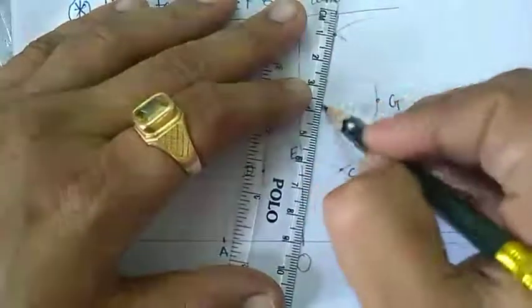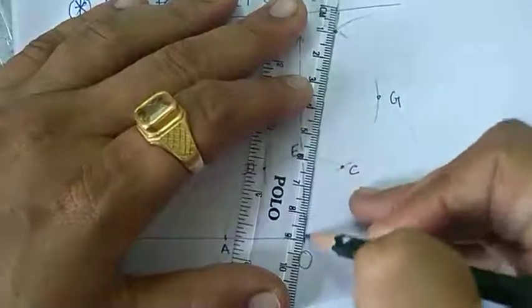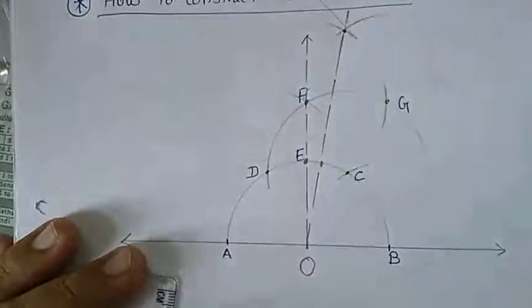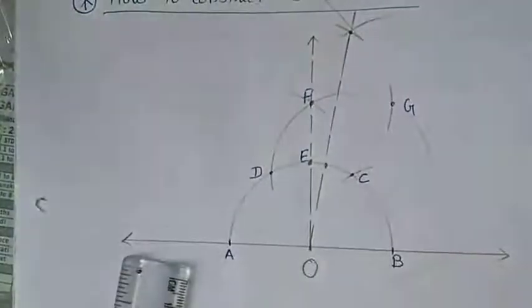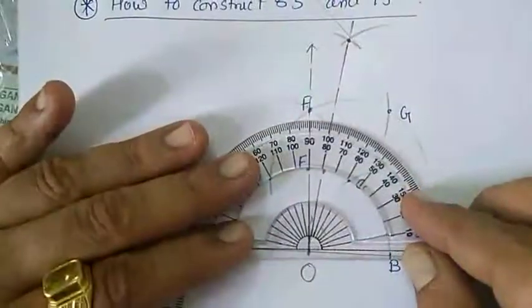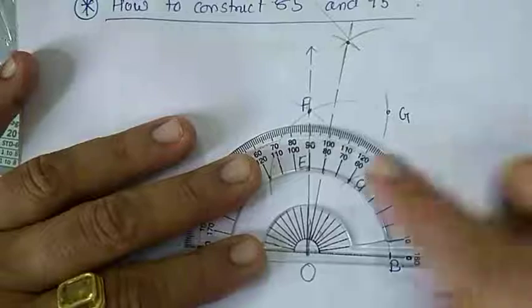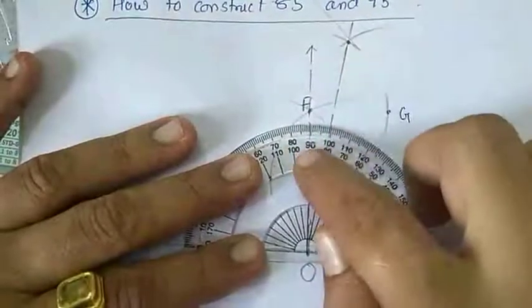A dotted line with the help of a pencil, and here at the semicircle there will be some intersection. Now see, with the help of a protractor, let's measure what we are getting. So sir, we are getting 80 degree. This one is 80 degree, this one is 90 degree.